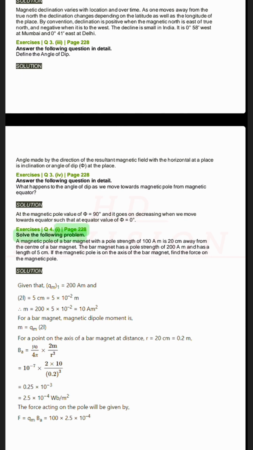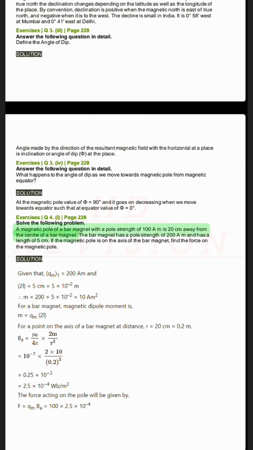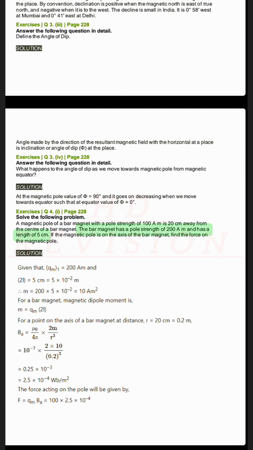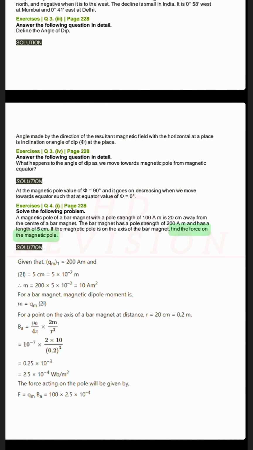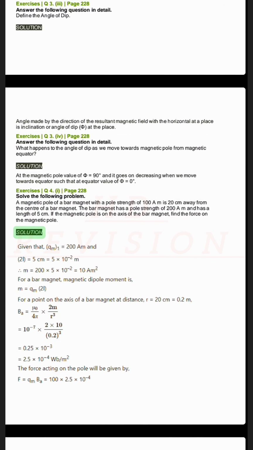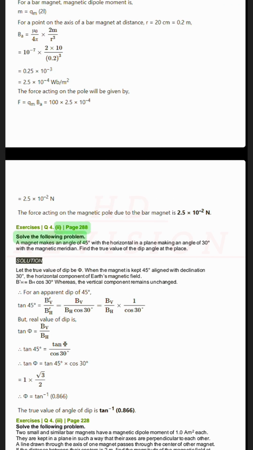Exercises, Q4, I, page 228. Solve the following problem. A magnetic pole of pole strength 100 A m is 20 centimeters away from the center of a bar magnet. The bar magnet has a pole strength of 200 A m and a length of 5 centimeters. If the magnetic pole is on the axis of the bar magnet, find the force on the magnetic pole. Solution.